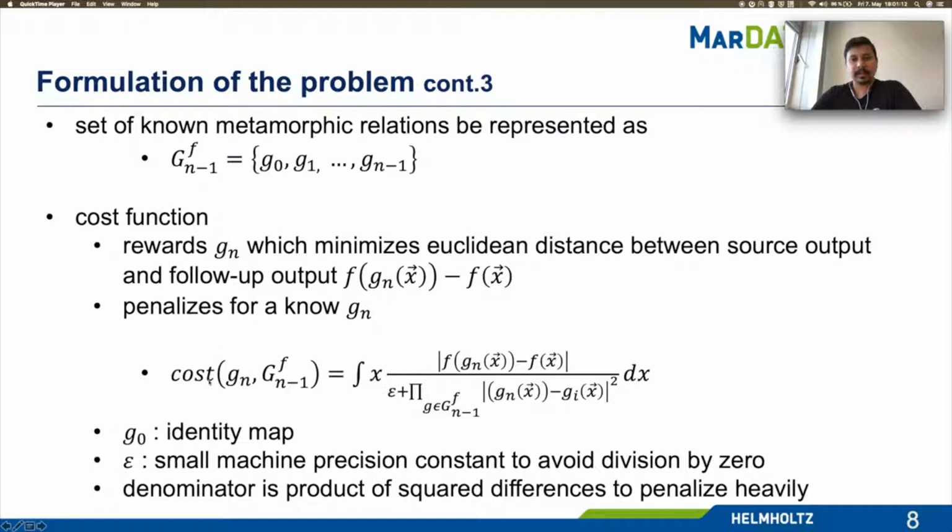The implementation of the cost function is as displayed here. The upper term on the right hand side of the equation rewards the cost function and the bottom part penalizes it. We start with G0 being an identity map. Epsilon is a small machine precision constant to avoid division by zero error. The denominator is a product of the square differences to heavily penalize movement towards an already known G.